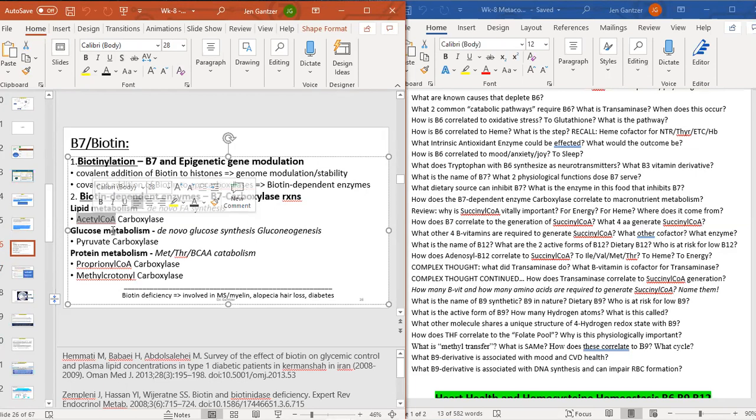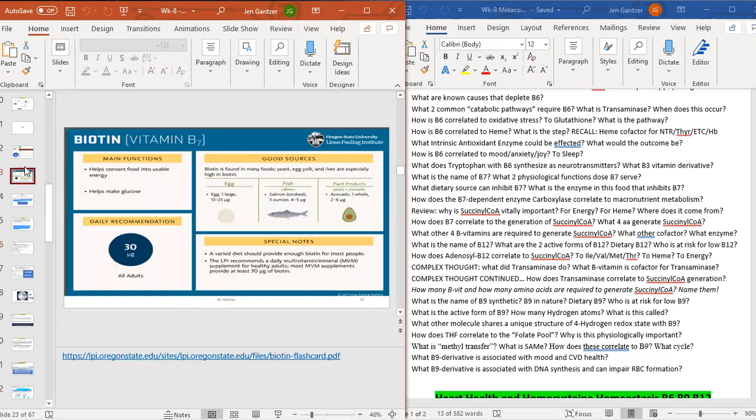A carboxylase is a B7, biotin-dependent enzyme. So we have, look here, lipid, glucose, macronutrient. What category is that? Those are macronutrients, aren't they? B7 as biotin-dependent carboxylase is going to be vital in the metabolism of carb, fat, and proteins. All macronutrient metabolism depends on B7 as biotin carboxylase. All right, so I skipped up here.